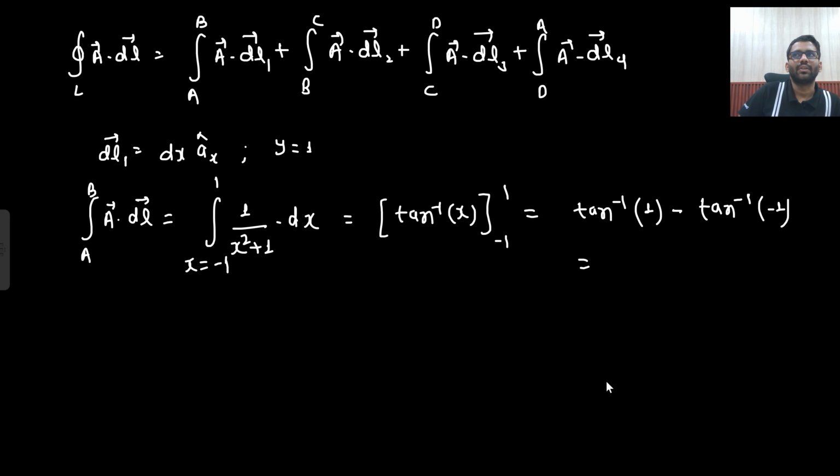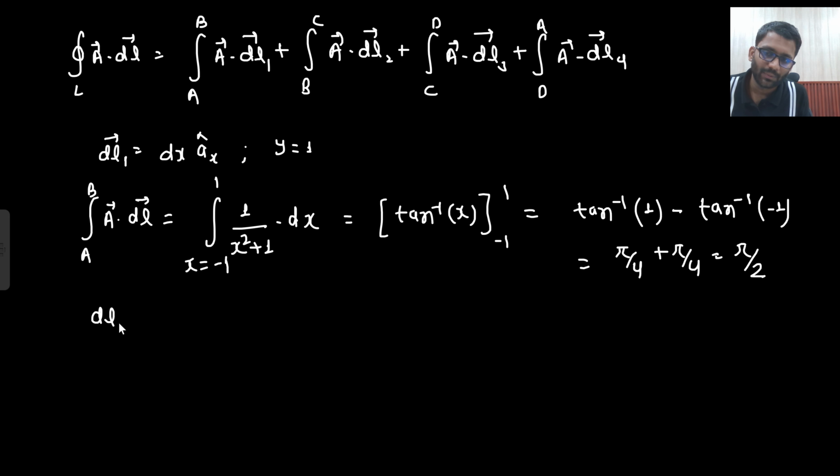I do not remember what tan inverse minus x is. Students, take a copy: tan inverse minus x should be minus tan inverse x. This minus sign can come outward. I hope I am correct. Let me check it. Yes, it was correct. I was just confirming, because on the screen I cannot write anything wrong. So this will be pi by 4 minus of minus pi by 4, so it will be pi by 2. Here you are getting pi by 2.